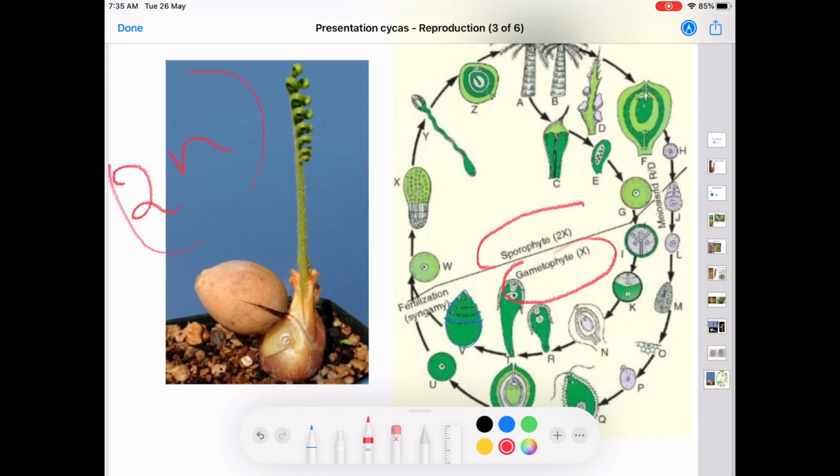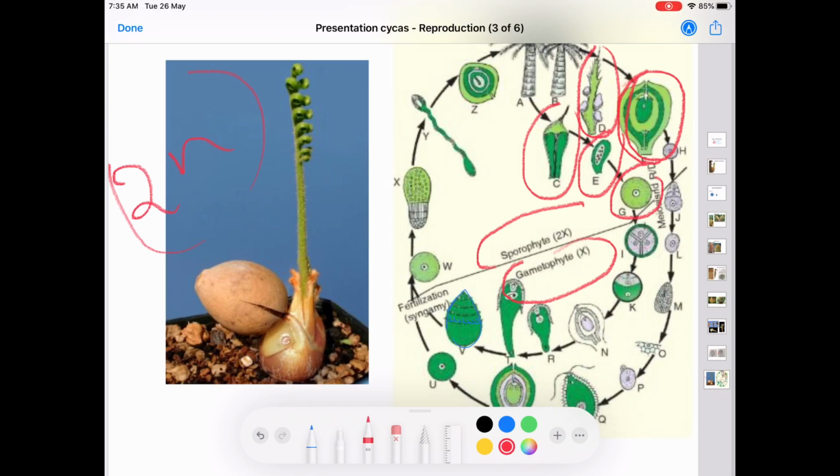So, in the life cycle, the cycas male plant will be producing the microsporophyll. Microsporophyll in turn produces the microsporangium. Microsporangium produces the microspores. And the female plant will be producing the megasporophyll. Megasporophyll in turn produces the ovule. The ovule in turn produces the egg.